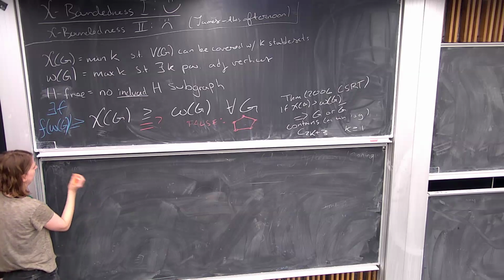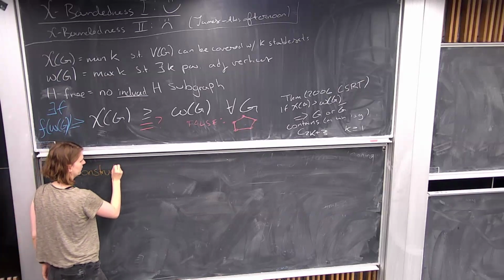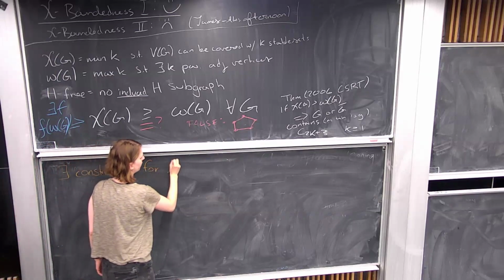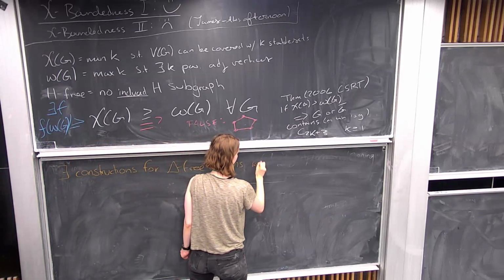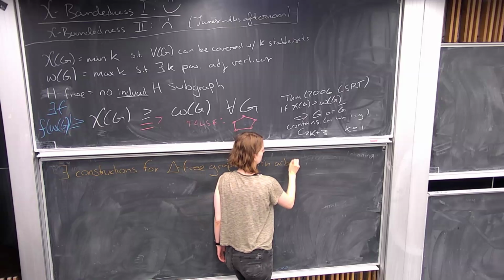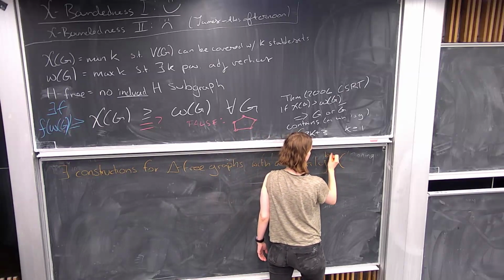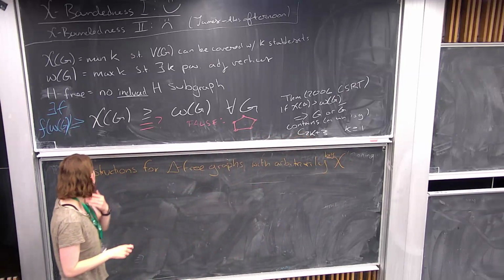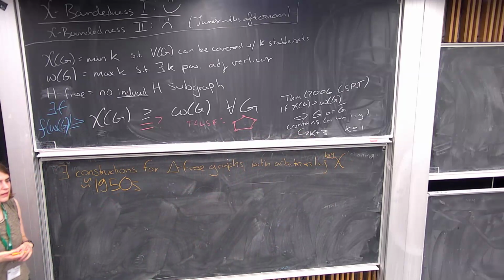And indeed there exist constructions for triangle-free graphs with chromatic number as big as you want. And that's a theorem from the 1950s. Various people did it, including Zykov, Tutte, Mycielski, Kneser. This is essentially the subject of James's talk, so I'm not going to discuss it much further.